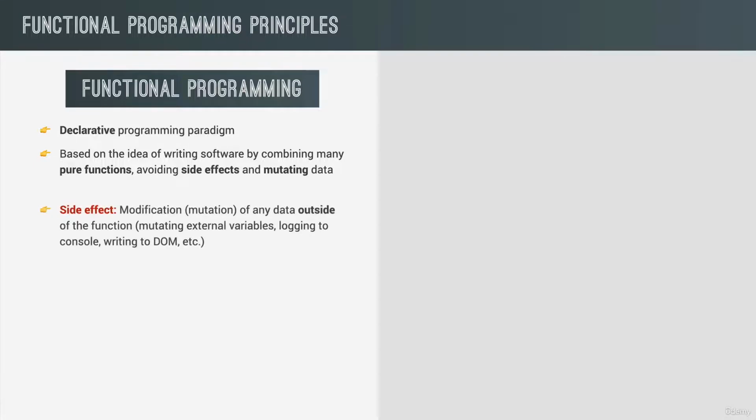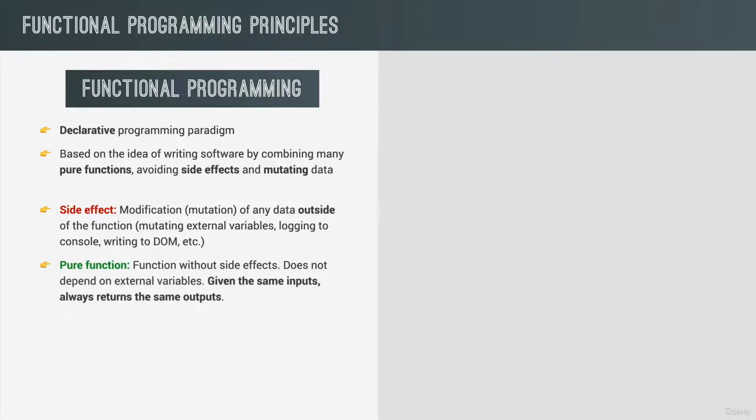So a side effect is basically simply a modification of any data that's outside of a function. So, for example, mutating any variable that is external to the function is causing a side effect. So basically any variable that is outside of the scope of the function. All right. Now, data does not only refer to variables. So, for example, logging stuff to the console or also changing something in the DOM is also causing side effects. Now, next up, a pure function is a function without side effects.